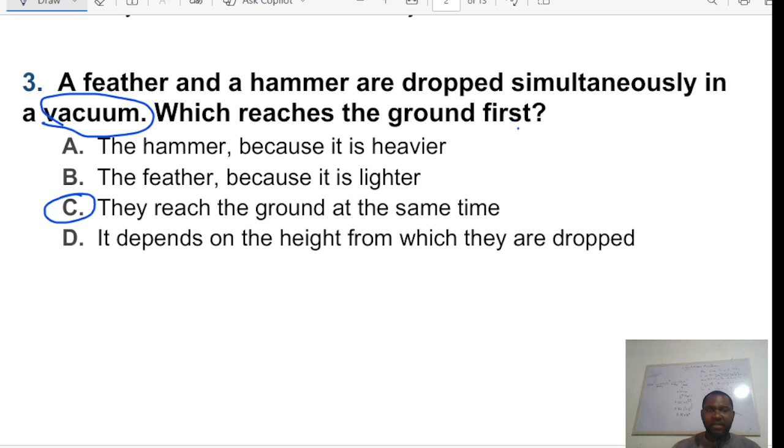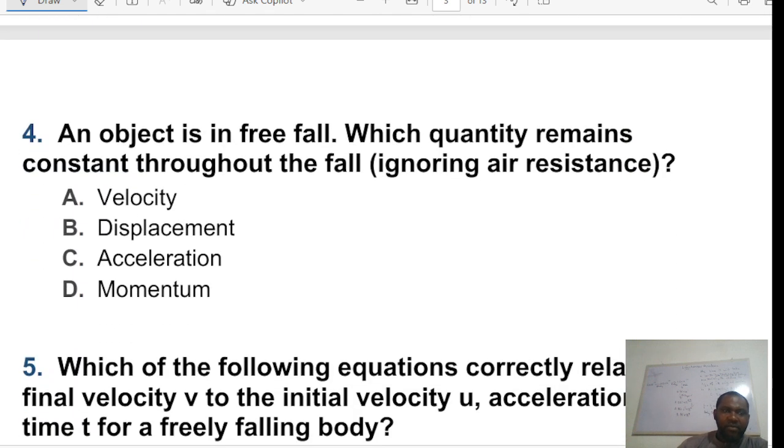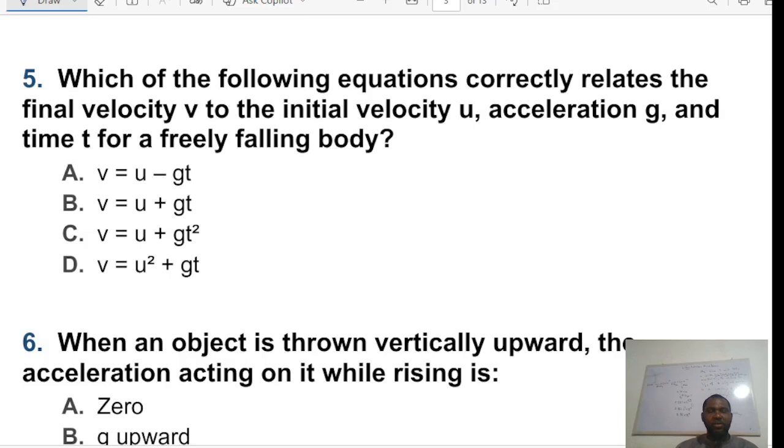That's very important, okay? Now, the next one says an object is in free fall. Which quantity remains constant throughout the free fall? The answer is acceleration. Acceleration remains the same, remains constant throughout the free fall. That's very important for you to know. Velocity increases, displacement can decrease or increase depending on the direction, if it is going upward or going downward, and so on.